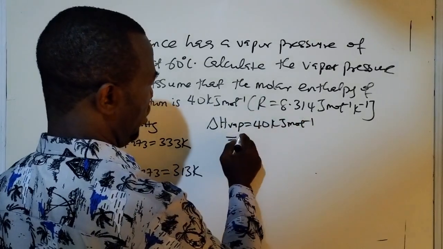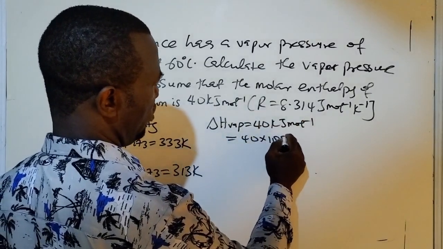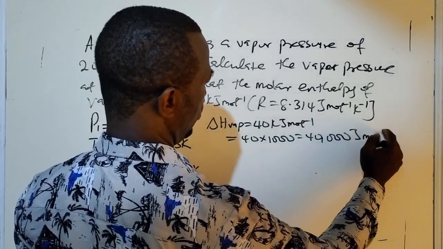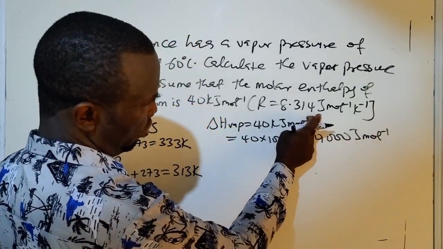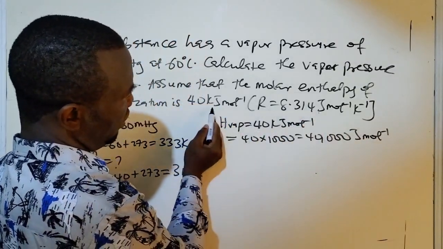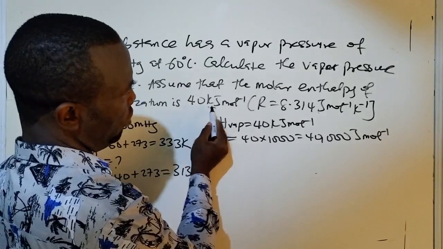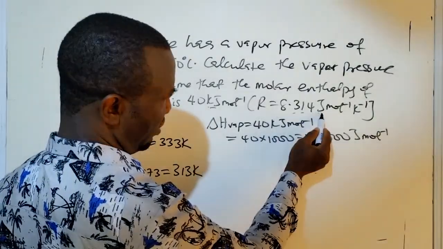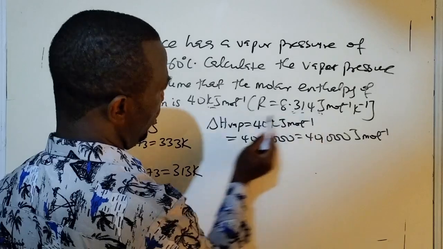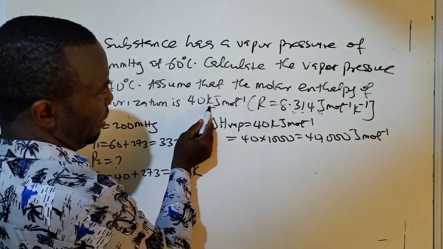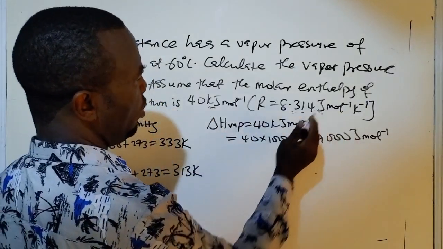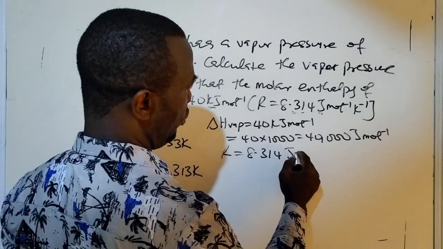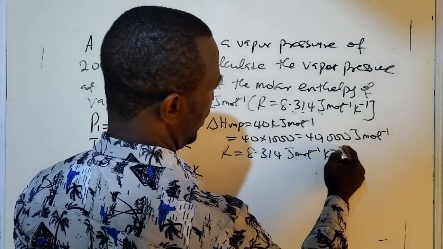I'll multiply this 40 by 1,000. Why did I multiply by 1,000? So I can convert it to joule per mole. 1 kilojoule is 1,000 joule. Look at this in joule, and this is in kilojoule. The units are not uniform. So either I convert this one to kilojoules by dividing by 1,000, or multiplying by 10 to the power minus 3, or you convert this one to joules by multiplying by 1,000, so they become uniform. So our R becomes 8.314 joule per mole per Kelvin.